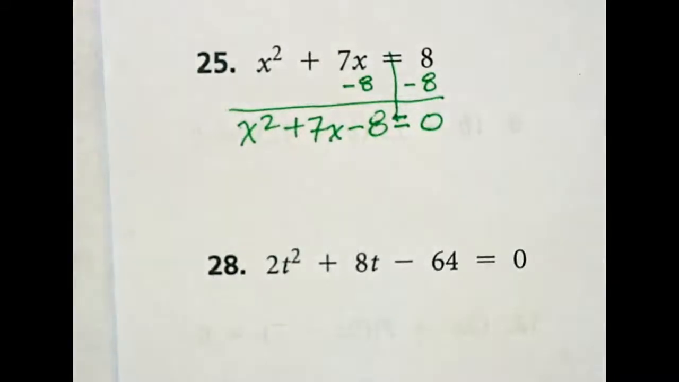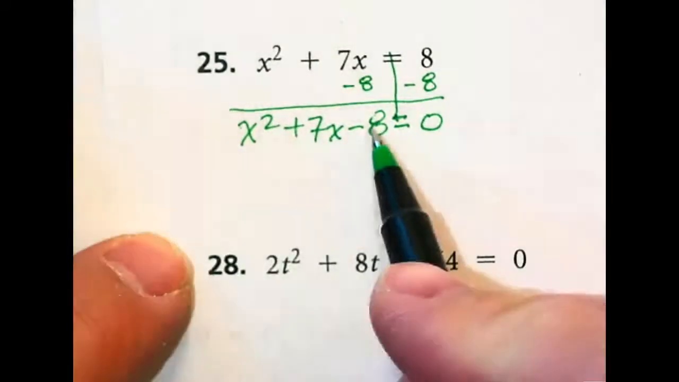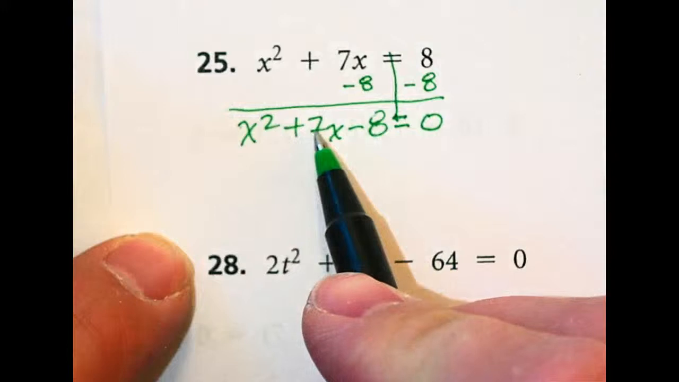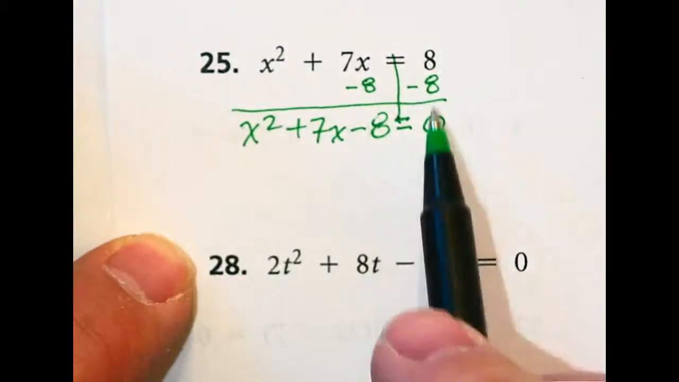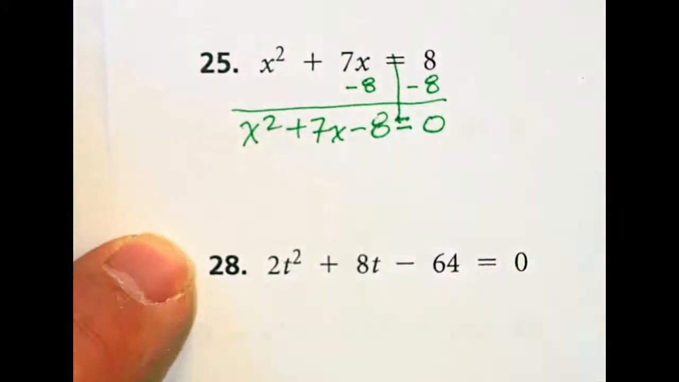Okay, and now we factor that. Two things that multiply to make -8 and add to 7. Once you get it set equal to 0, if it's not equal to 0, move it over and set it equal to 0.